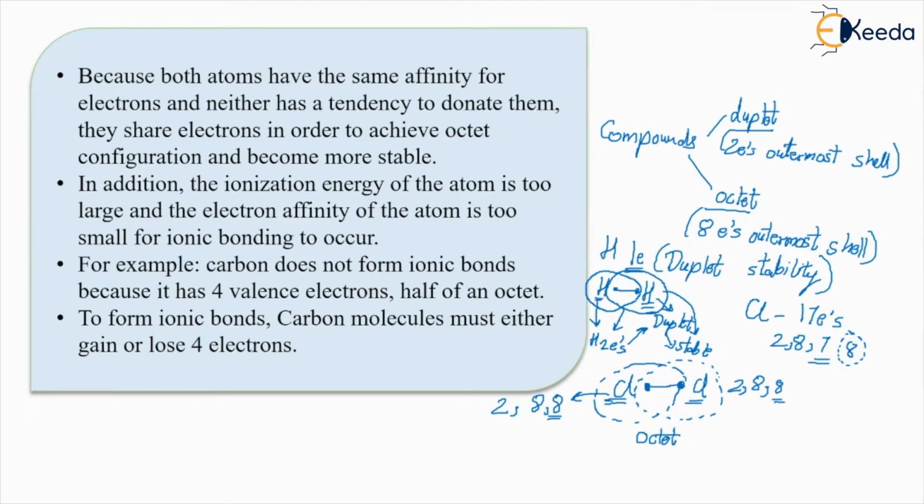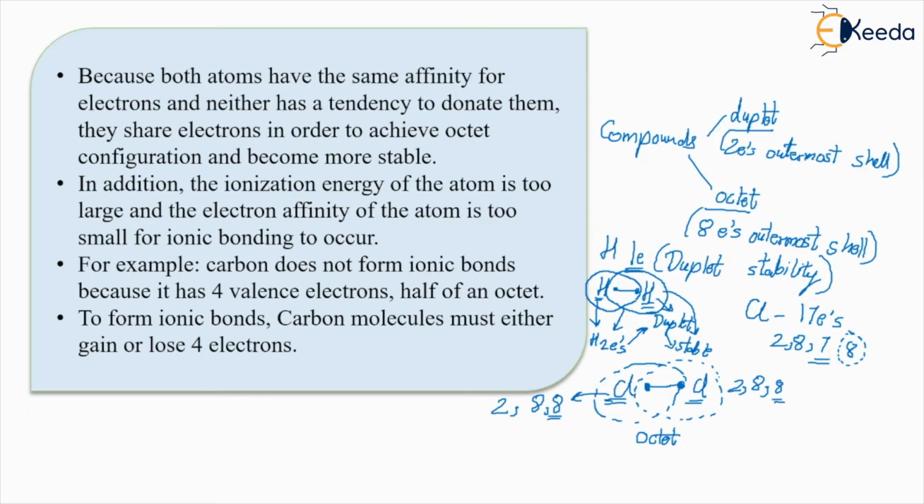Because neither one of them wants to donate, but both of them want to become an octet or a duplet, that is when they will share their electrons. And once they start sharing their electrons and they become stable, they attain a good amount of stability, we say that that particular bond is a covalent bond.